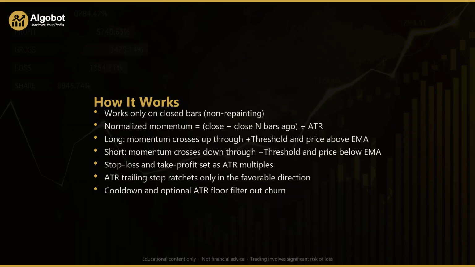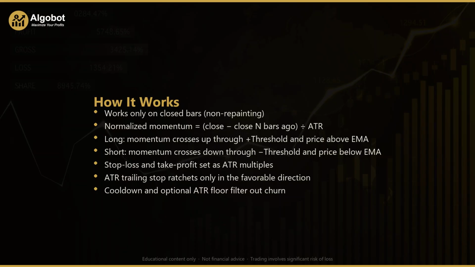Next, the strategy checks for a crossing. For a long setup, it looks for normalized momentum rising up through the positive threshold. That is, the previous reading was at or below the threshold and the new reading is above it. For a short setup, it looks for normalized momentum falling down through the negative threshold. A crossing on its own isn't enough. The trend filter must agree. Price must be above the moving average for a long or below it for a short.